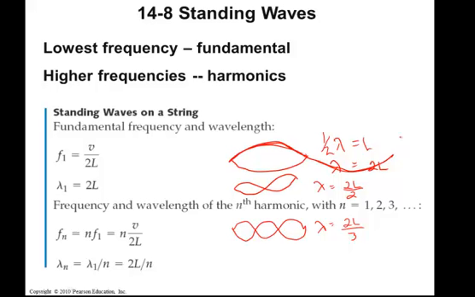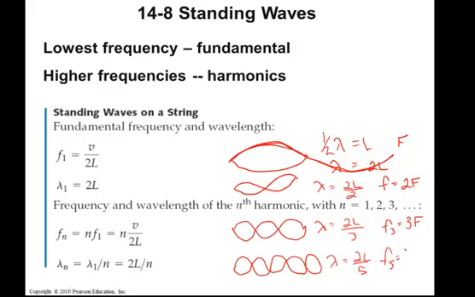And the frequency of this one, if this is F for the fundamental frequency, this frequency would be 2 times the fundamental, and this frequency of the third harmonic would be 3 times the fundamental. So let's say that I had the fifth harmonic. I don't know, 1, 2, 3, 4, 5. Not very pretty, but that's the fifth harmonic. My wavelength would be 2L divided by the harmonic, so 5, and the frequency of the fifth harmonic would be 5 times the fundamental frequency.